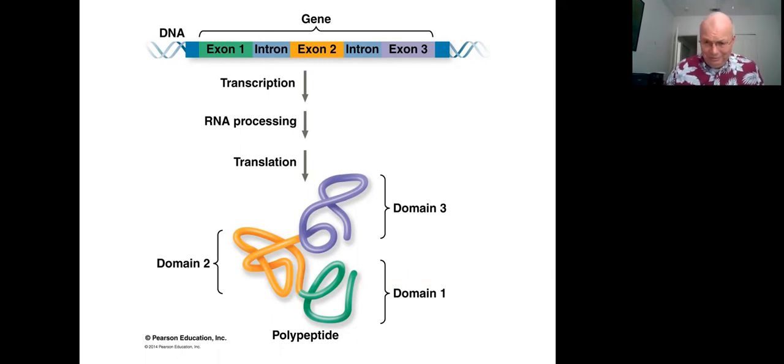In fact, several research groups have investigated the number of genes that are present and done the mathematics to figure out how many possible combinations of exons can be generated.